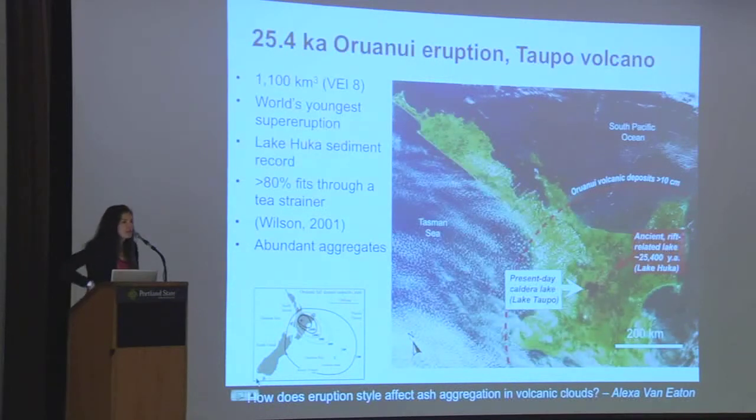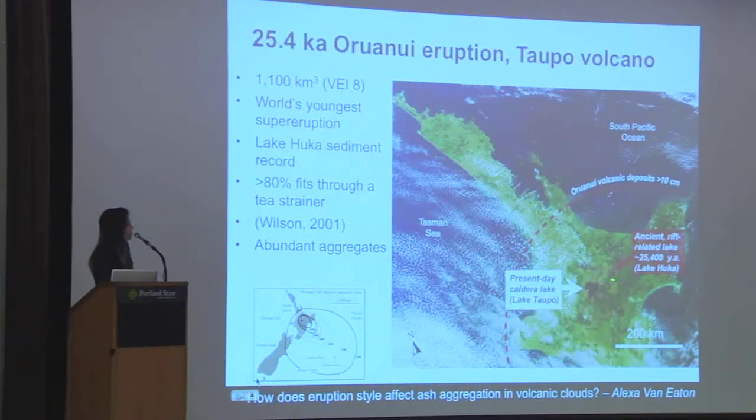So thinking about the big eruptions, Oruanui was the most recent super eruption that we've had, around 25.4 thousand years ago. And I did my PhD on this topic in New Zealand. It comes from Taupō volcano, right here in the middle of the North Island. And you can see that Lake Taupō is here now. This present geometry of the caldera was excavated by this eruption 25.4 thousand years ago.